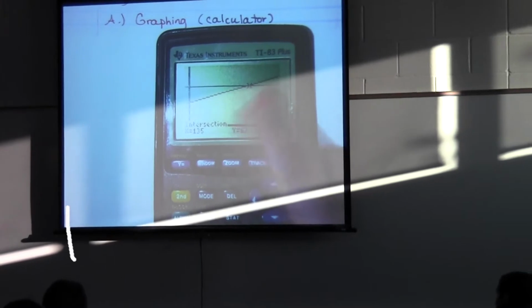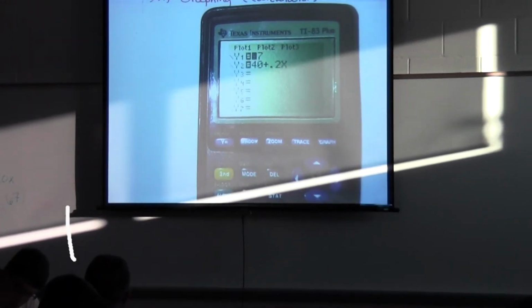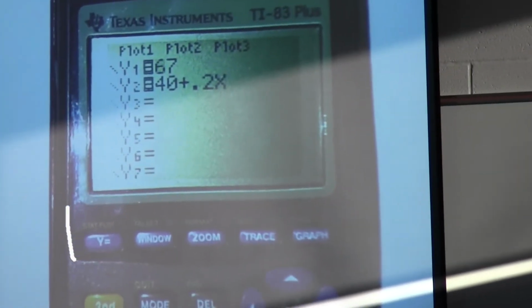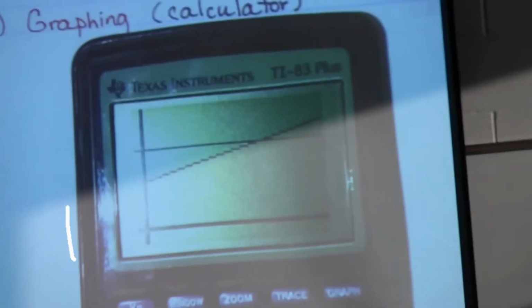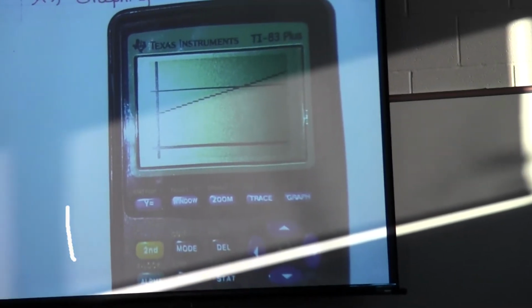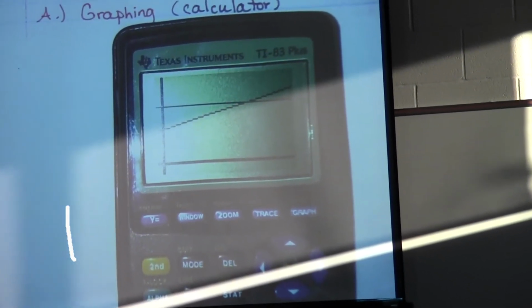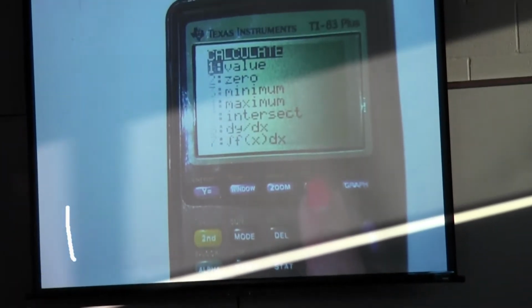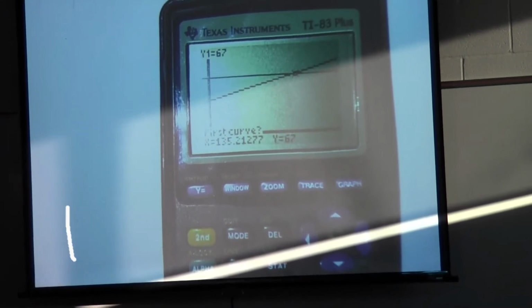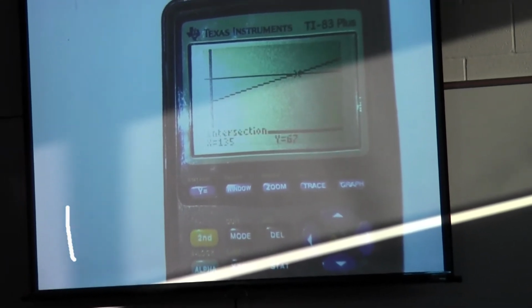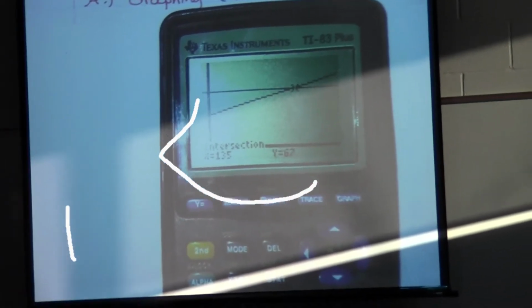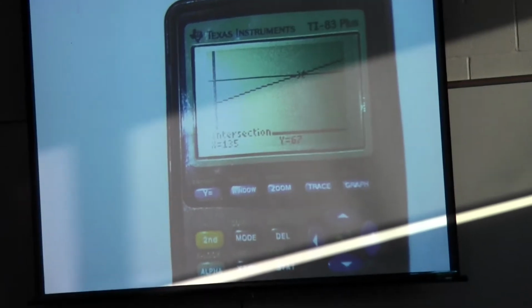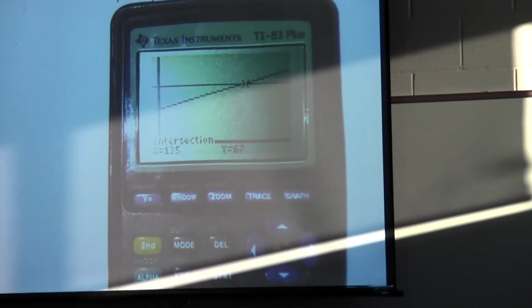Questions about solving by graphing? We put everything in our y equals, our two different equations. We graph them. We might have to mess around with our window a little bit to make it fit the numbers in our problems here. And then we can just go second, then calculate, find the intersects, number 5, enter, and it's going to tell you what your x and y answers are. Who thinks they can do that one?